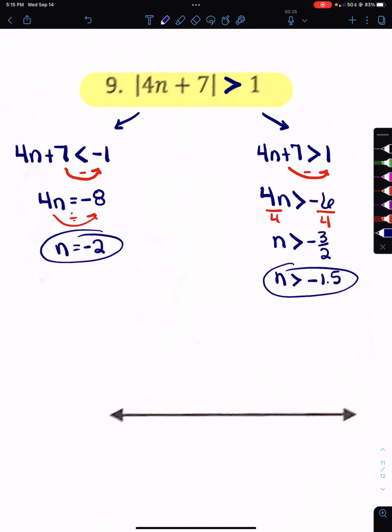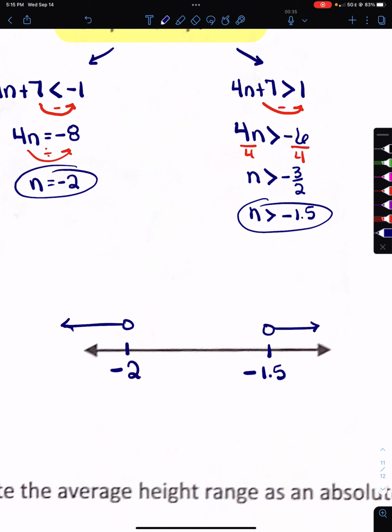So when I graph them, I'm going to graph -2 first because that is smaller. Then -1.5. These are open circles. These are OR statements, so they point opposite directions. And when I am writing the interval notation, it goes from -infinity with the parenthesis because we'll never touch it, all the way to -2, which it does not include. We're going to jump over that gap, pick up again with -1.5, and go all the way to +infinity. None of them are included.